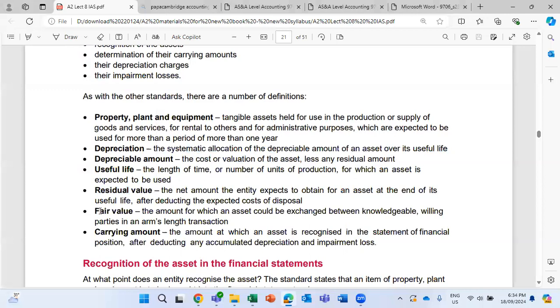Fair value refers to a value agreed between two knowledgeable parties. Simply put, a value agreed upon between two willing parties in an arm's length transaction. Carrying amount refers to the amount at which an asset is recognized in the SOFP, which means after deducting accumulated depreciation and impairment loss. So carrying amount is the cost minus accumulated depreciation minus impairment loss.